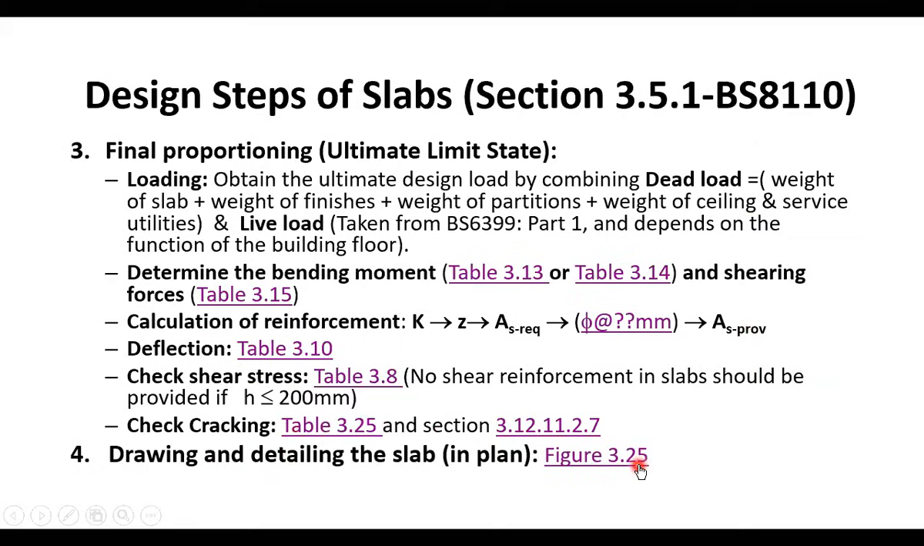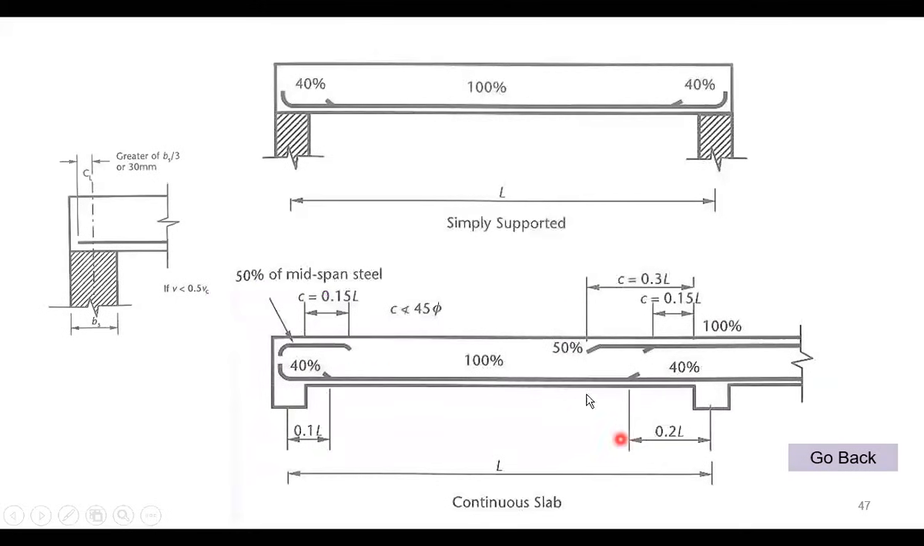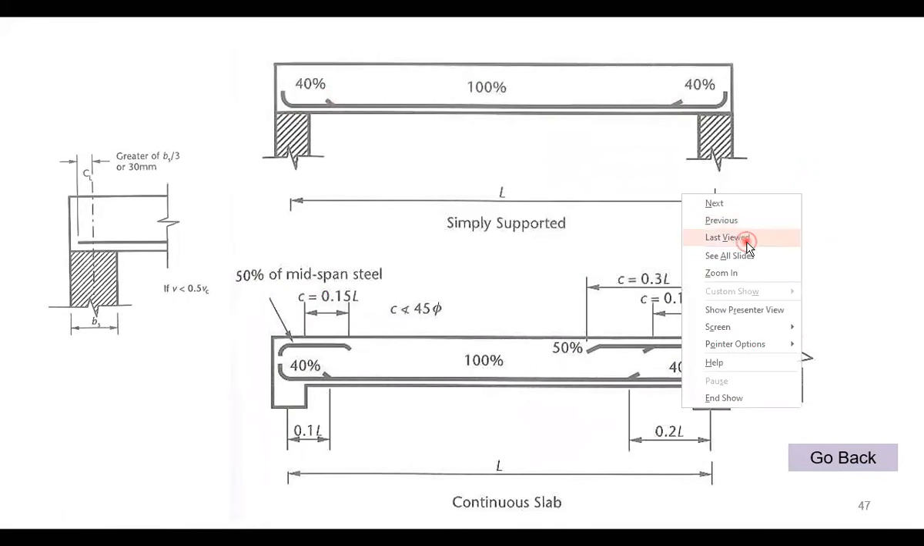And for detailing, we have figure 3.25, but this is a simplified one. The one in the code is more complicated. You can see it in our videos of one-way, but this simplification will give you that you can cut some of the bars, 60% of the bars you can cut, and 40% can be continuous, and the same in case of continuous slabs. Also 40% will be continuous, 60% you can cut, and also for the negative moment. So it is exactly similar to what we did in the case of one-way slabs.